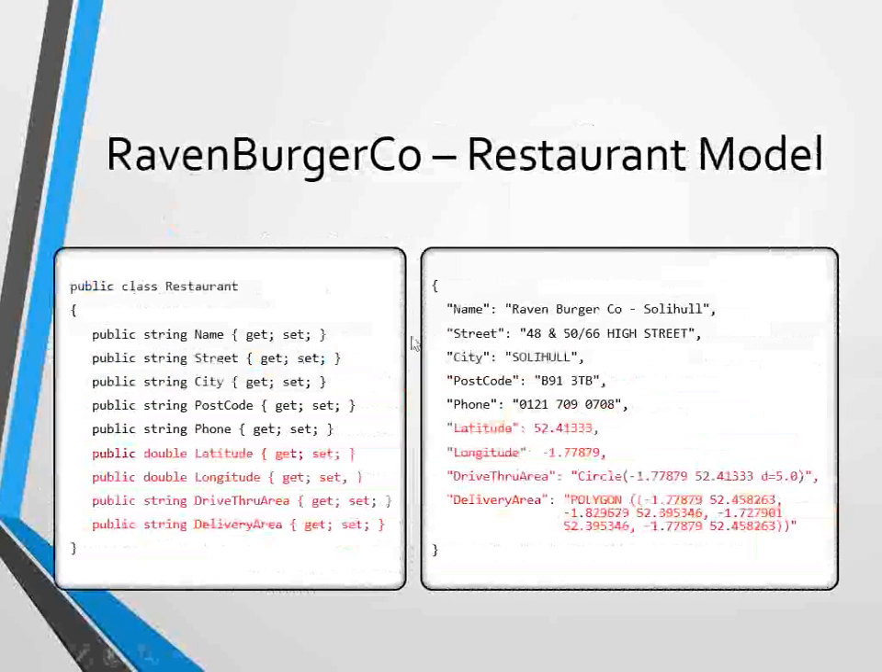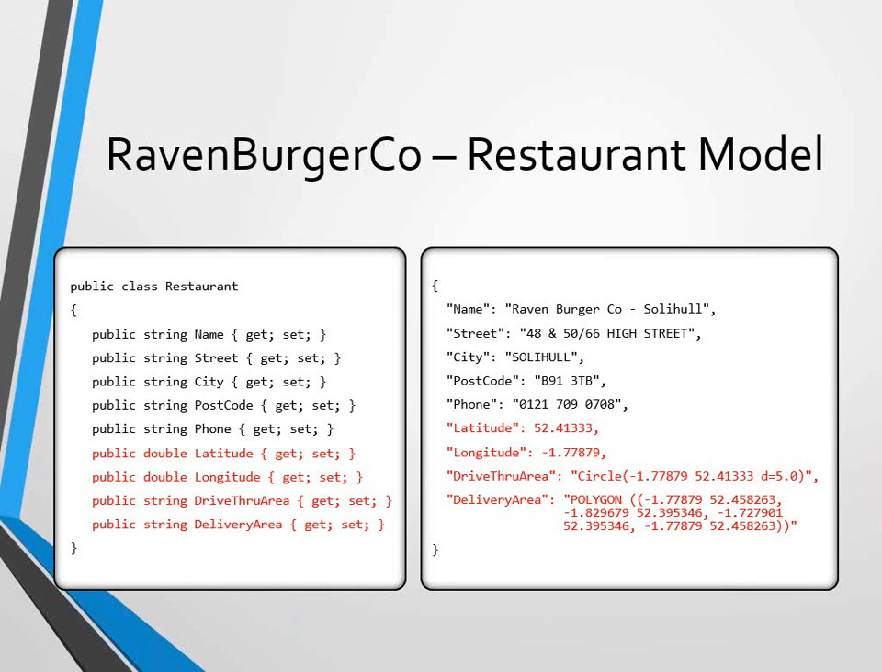So the model for the application is a simple restaurant entity. We have the name, we have the street, the city, the postcode. We also have the latitude and longitude and a couple of other shape properties which I'll show you later. And this is how it's serialized in RavenDB.